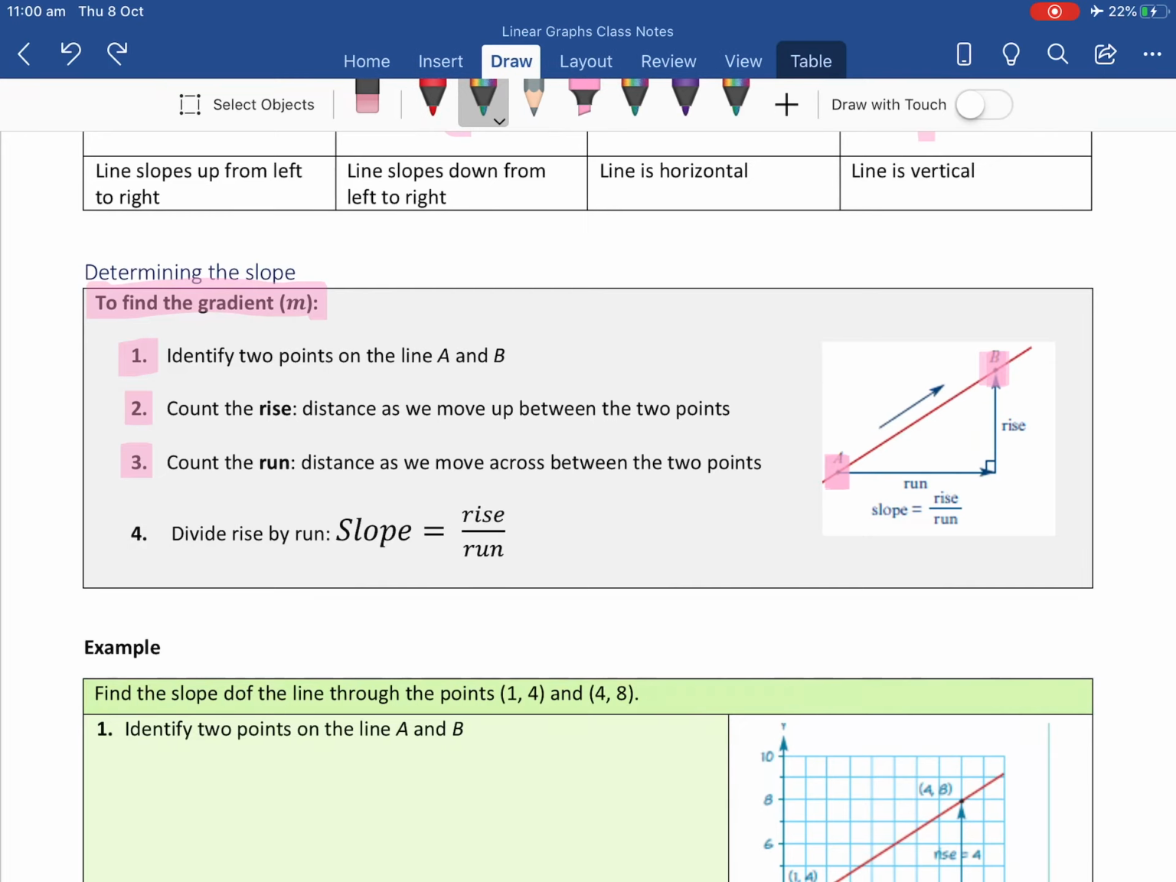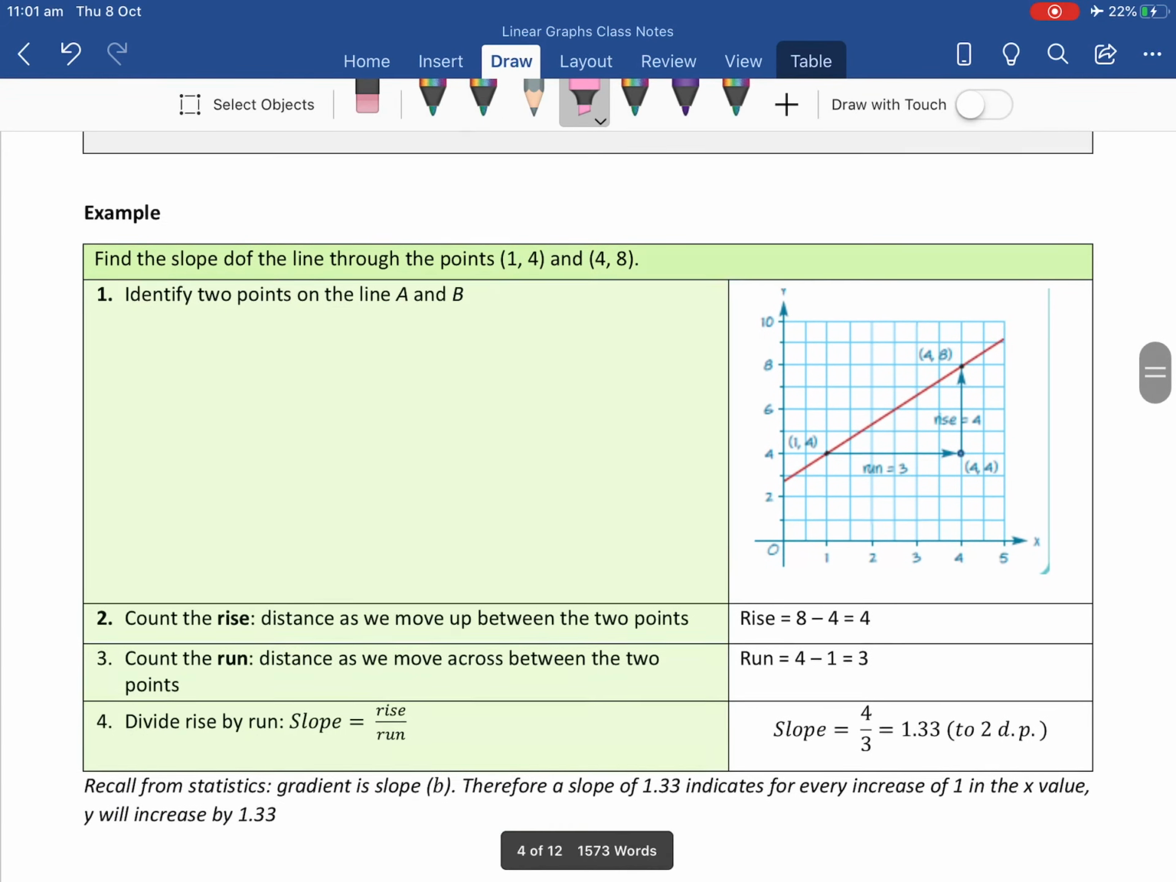Okay, so for this one, you've got your run. Let's get rainbow down here. So this is your run. Run is horizontal. I'll just put a little note here. And then your rise is, well, how far does it go up from A to B? That's the vertical line of your triangle if you've drawn one. Once you find the distance of your run and rise, to find the slope, you divide the rise by the run.